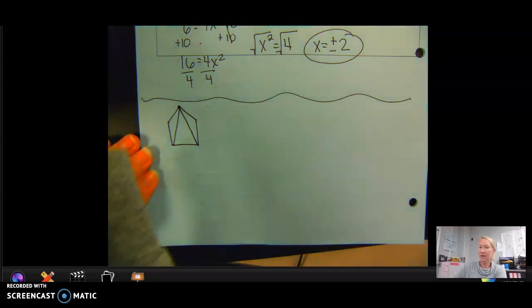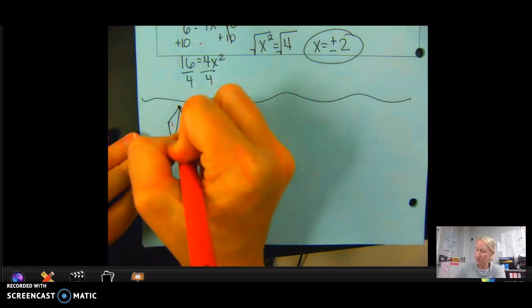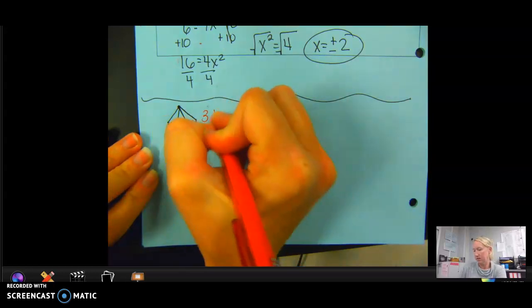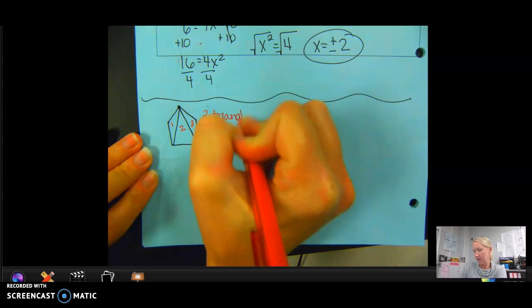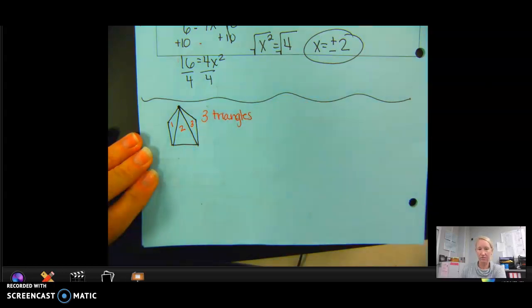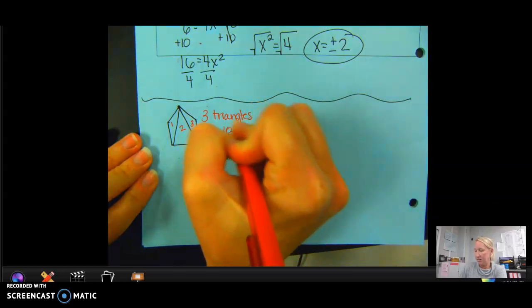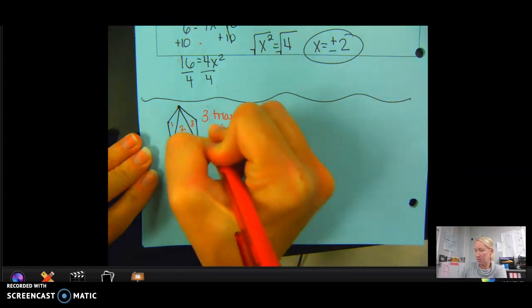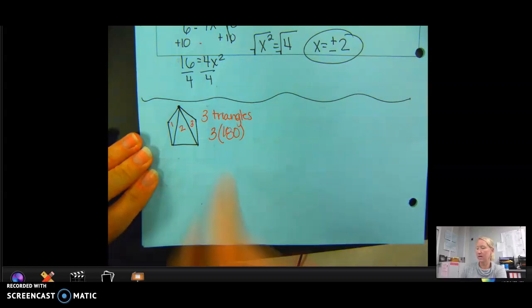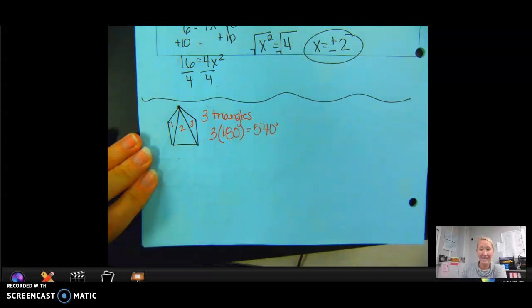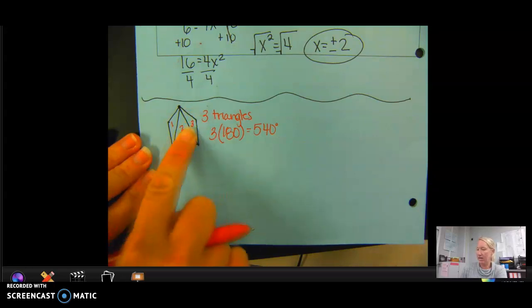So what essentially you've done is you've created 1, 2, 3 triangles. So 3 triangles within this pentagon, 5-sided figure. We should know that a triangle has 180 degrees. So in this case, I multiply my 3 for the 3 triangles times 180, and I get 540 degrees in this pentagon. Any pentagon will have 540 degrees. So if you also notice, I had 3 triangles made out of that.